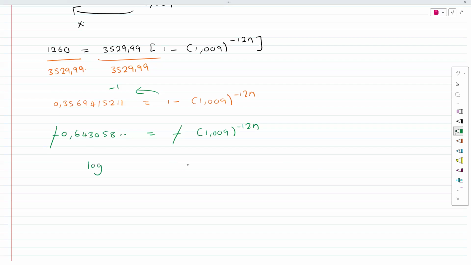And thereafter, I'm going to say log base answer equals power. So log base is 1.009, answer is 0,643058. And that equals minus 12n. Most likely, this answer would be negative as well. Make sure to use the right log. The log is directly underneath the on button.